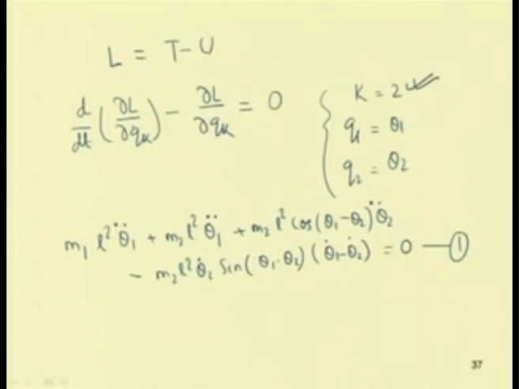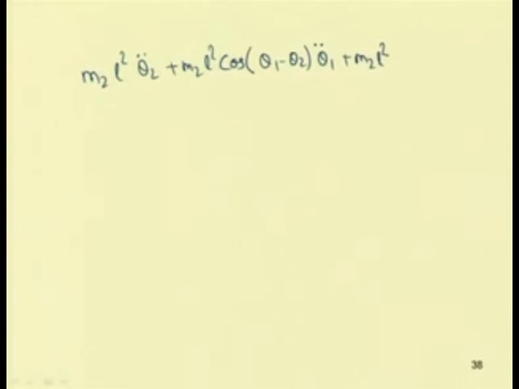Now, taking Q2, if you use this expression, we can find the second equation, which can be written in this form: m2 L square theta 2 double dot plus m2 L square cos (theta 1 minus theta 2) into theta 1 double dot plus m2 L square sin (theta 1 minus theta 2) into (theta 1 dot minus theta 2 dot) into theta 1 dot equal to 0.